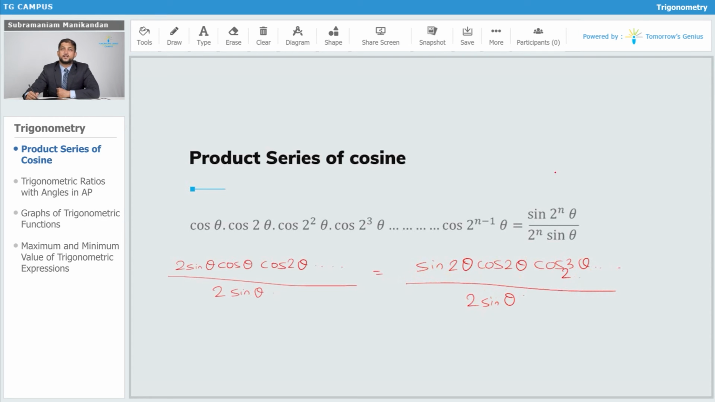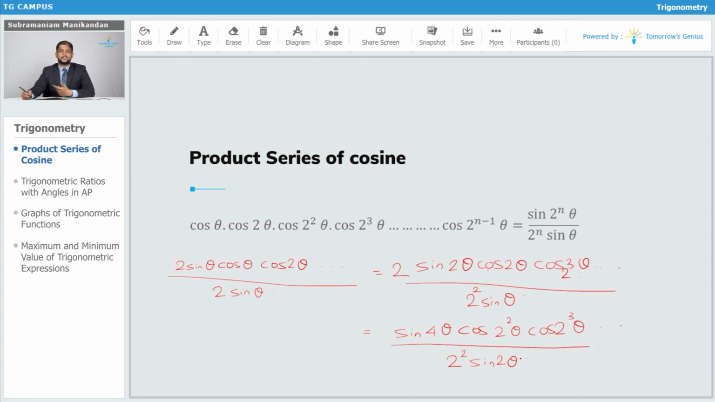Next, if we multiply the numerator and denominator again by 2, this becomes 2 sine 2 theta cos 2 theta cos 2 square theta cos 2 cube theta and so on divided by 2 square sine theta. So this 2 times sine 2 theta cos 2 theta becomes sine 4 theta, which is sine 2 square theta cos 2 square theta cos 2 cube theta and so on divided by 2 square sine theta.